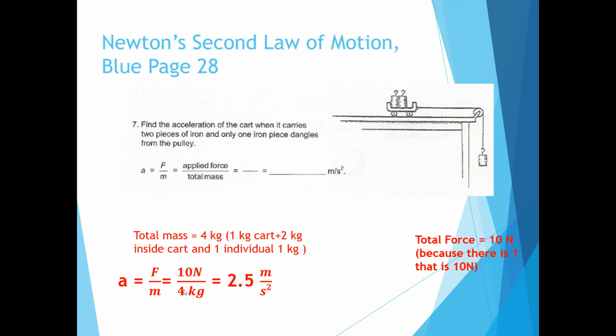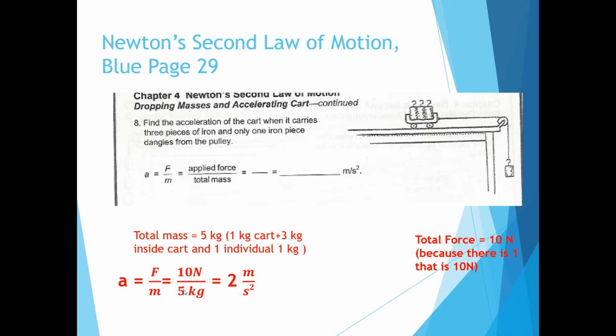Number 8, they're going to add another kilogram to the cart. Can you figure that one out? What I got was there's a total of 5 kilograms for the mass. So there's 3 in the cart, 1 for the cart, and the 1 hanging off here. So that's 5, and we still have 10 Newtons. So 10 Newtons divided by 5 kilograms is 2 meters per second squared.